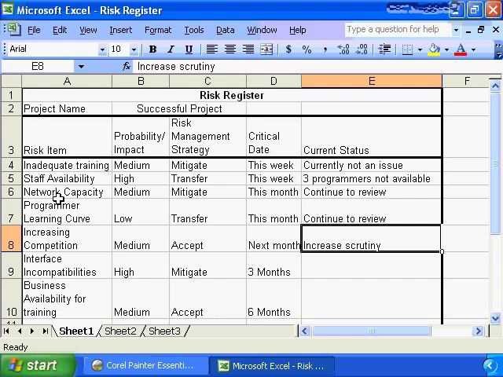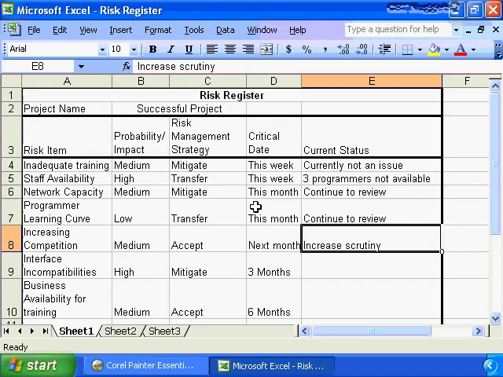The next one, staff availability, the impact is high. The management strategy is transfer. If we were to look at our detailed risk management plan, we would see something to the extent of, if we cannot get the staff we need, go out and hire a consultant, or hire a temporary resource. It's looking like we need to take that action immediately, and the current status is 3 programmers not available. So it is about time to go out and find those contract resources to bring in, to ensure our project does not deal with a resource availability shortfall.